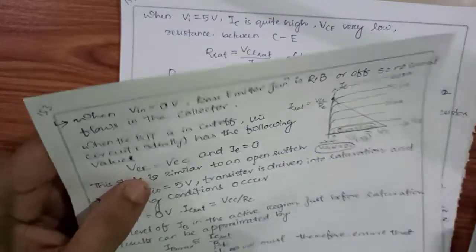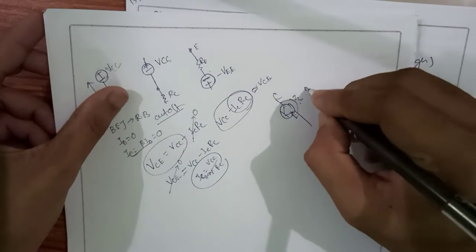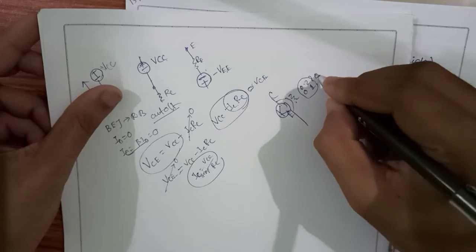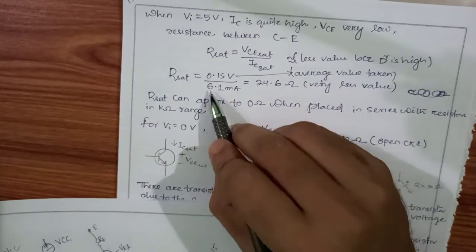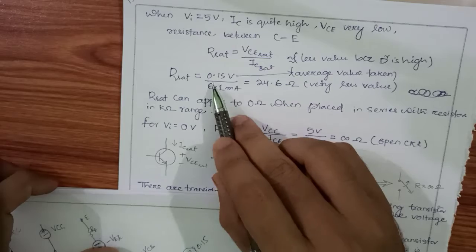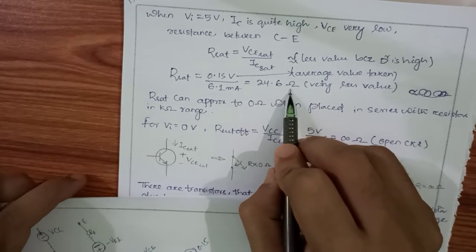Okay, so we know our VCE value, that is the voltage drop across this collector emitter, is written as 0.2 or 0.1. We took it in this range, so let's take the approximate value, which is 0.15. And our IC sat that we found from here is 6.1 milliampere. So 0.15 upon 6.1 will give me a value of 24.6 ohm only.